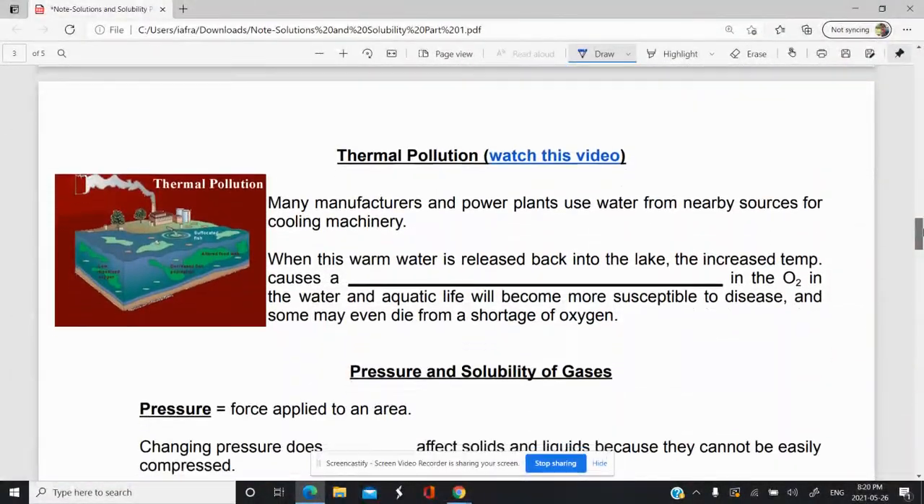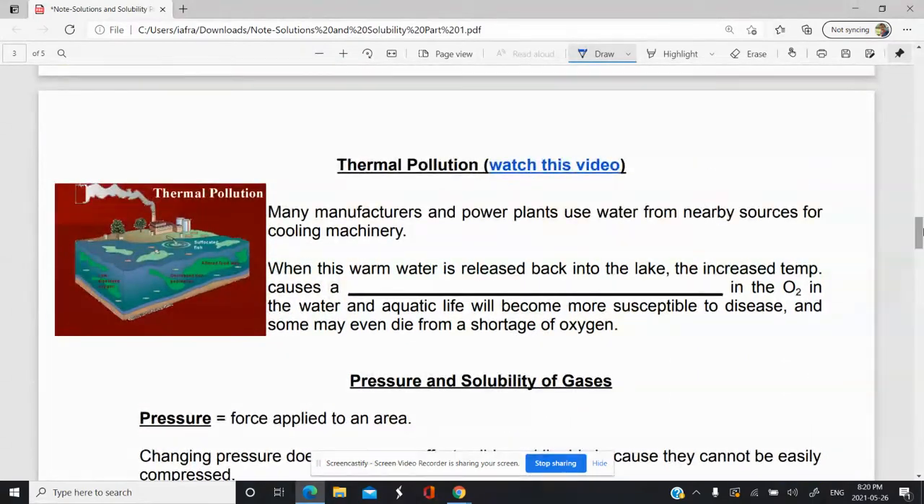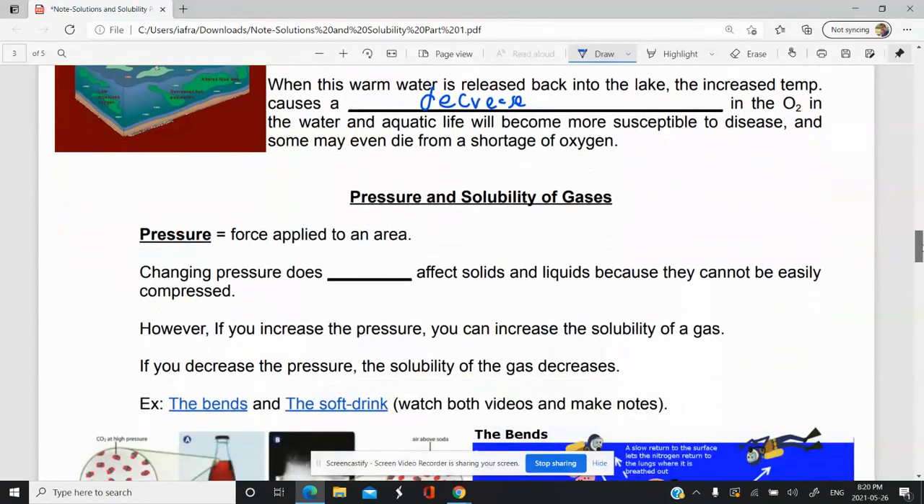You can't compress them. Then we saw some practical applications of this solubility in action. So we saw thermal pollution, where you heat up water in an ecosystem and that decreases the solubility of the gas. So the increased temperature will cause a decrease in the dissolved oxygen that's in the water. And so now organisms will have less oxygen and they may die as a result of that.